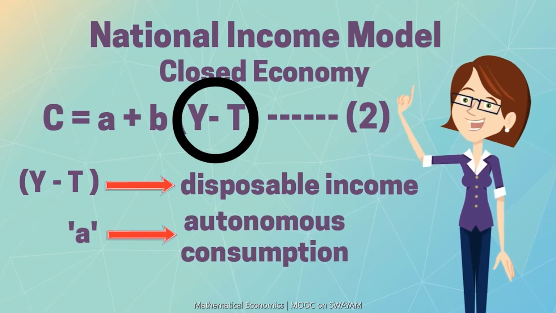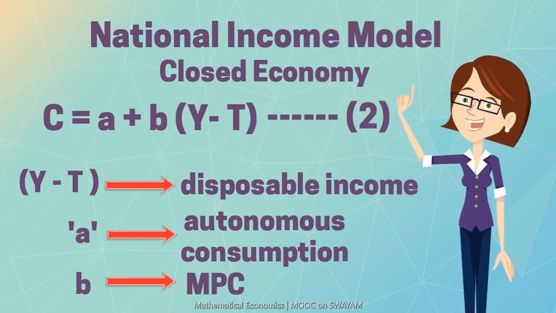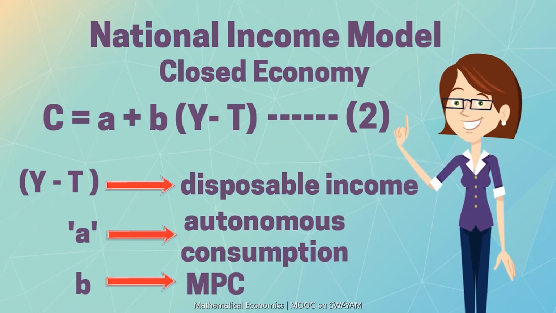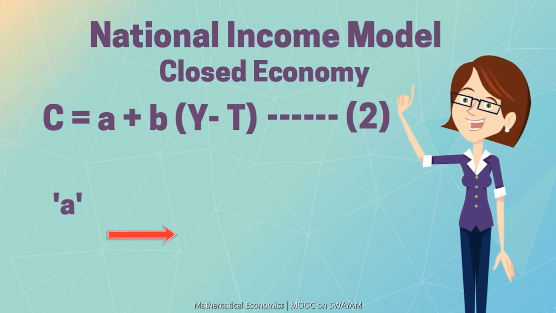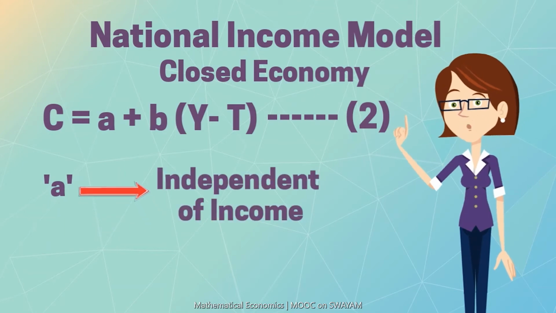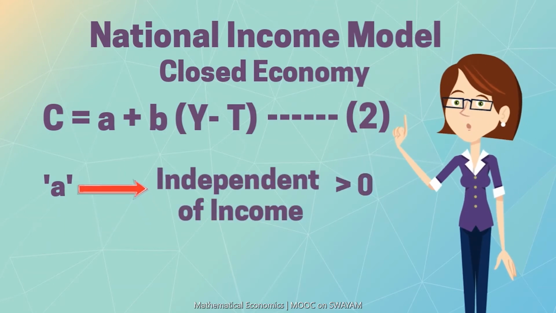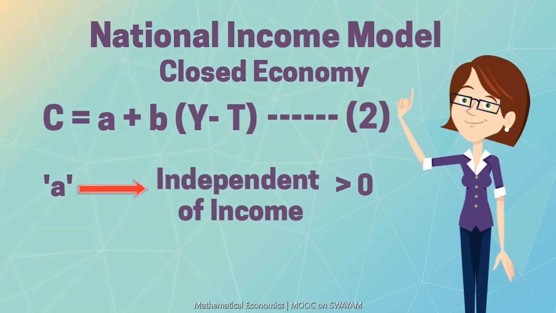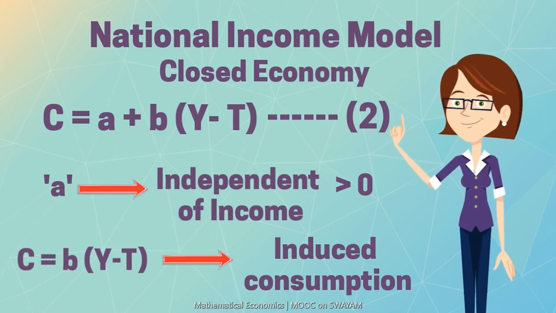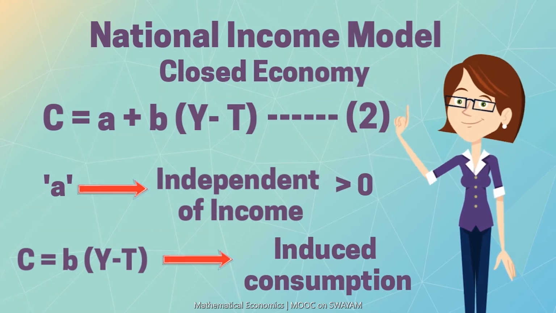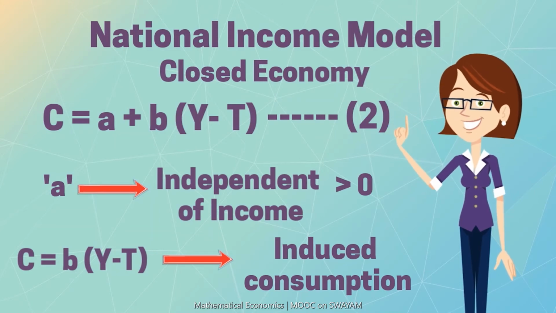A is autonomous consumption and B is the marginal propensity to consume, or MPC. Autonomous consumption is that part of consumption that is independent of income and is a constant. It is assumed to be positive or greater than 0. Induced consumption is that part of consumption that is induced by income. In particular, consumption depends on the disposable income. The usual behavior says that consumption and income move in the same direction.